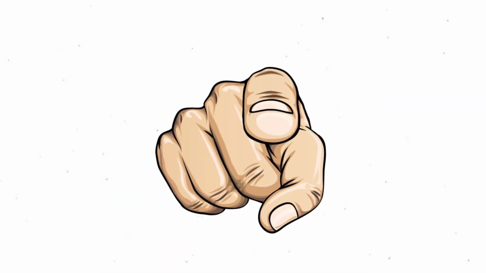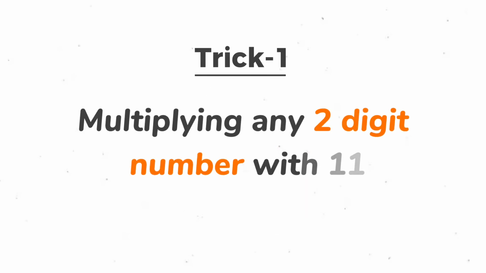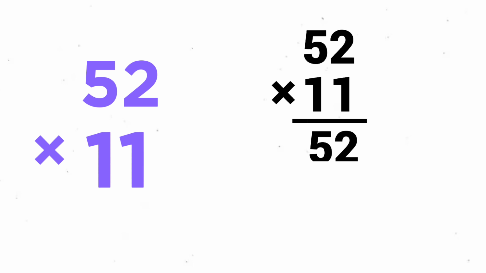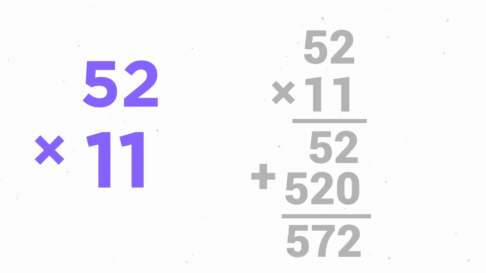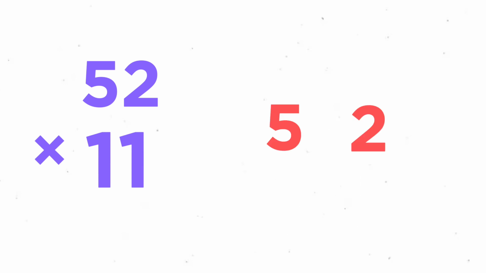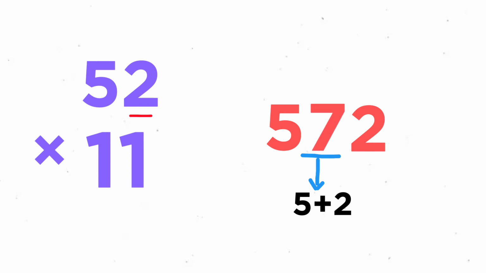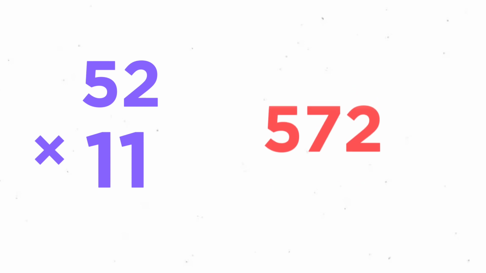So are you ready? Let's start with something super basic, multiplying any two-digit number with 11. How would you multiply 52 times 11? Yes, I know the school method, but that's slow. Here's the trick. Write 5 and 2, and in the center, write 5 plus 2 equals 7. That's it. The answer is 572.